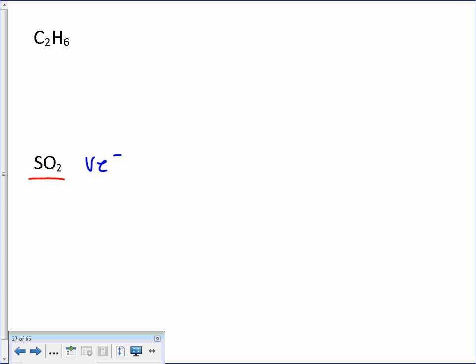Valence electrons equal, tell me the numbers. Sulfur has 6, group 6, plus 2 oxygens, which each have, again, 6, it's in group 6. Okay, so total? 18 valence electrons. Who is my central atom? Sulfur. Then do what? Ligands. So how many? 2.